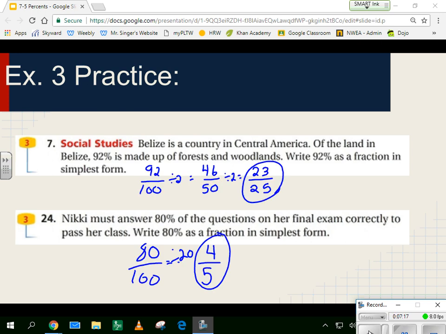And here are the answers you should have gotten. You can see my work. 23/25ths for number 7, and I also knew number 8 was 4/5 because we just did a problem with 80 a little bit ago, so I was able to figure that out. Hopefully you got the same answers. If you did, come give me a fist pound.